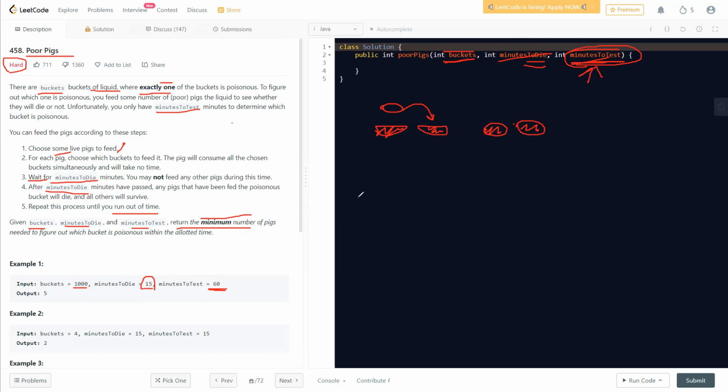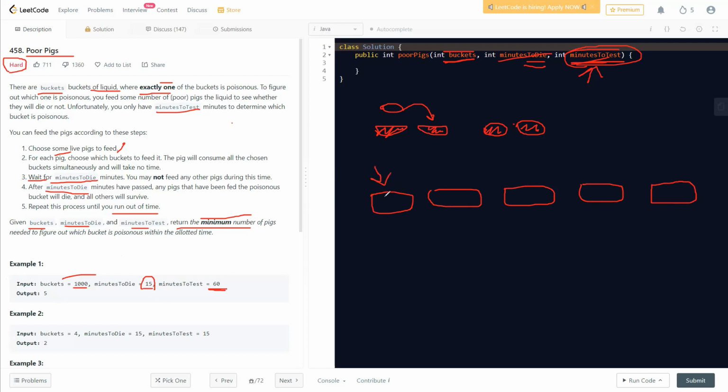Let's see this catch. Observe this catch properly. See, there are 5 buckets. It's given that there are like 1,000 buckets, so I'm just removing this 1,000. Let's say there are 5 buckets given to us. We know that a pig will first eat this bucket.